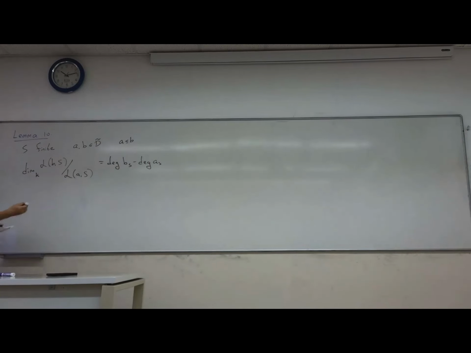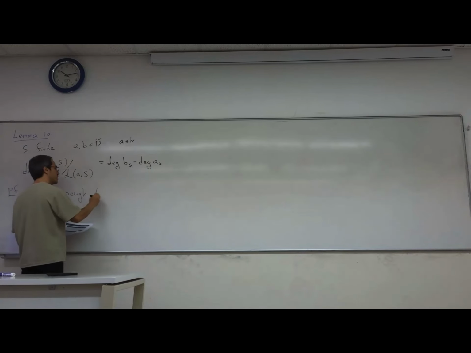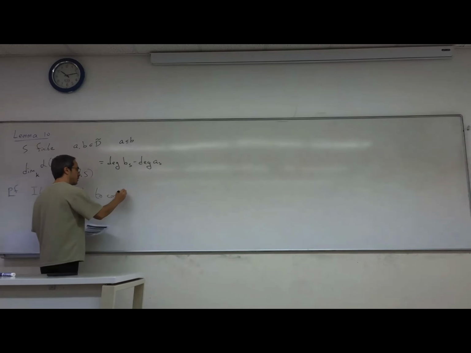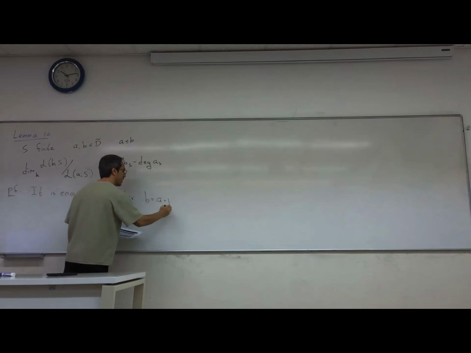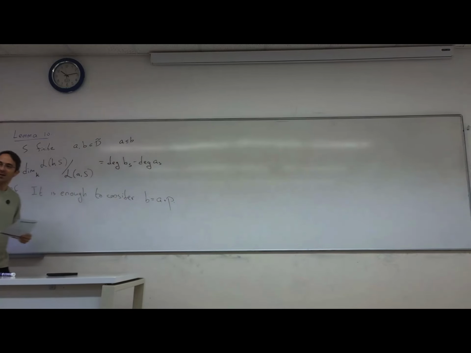And the first thing we did, using essentially the first isomorphism theorem, we said that it is enough to consider the case where B is just one prime larger than A. Right? Because then you can repeat it, S is finite, everything's okay.